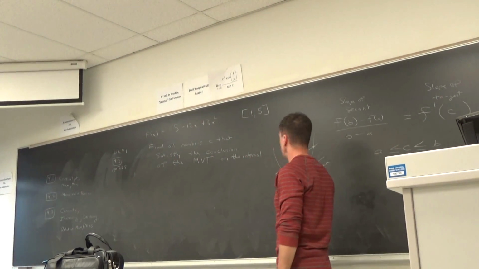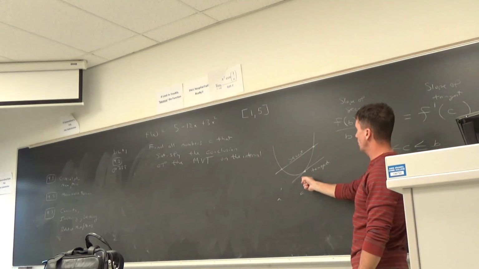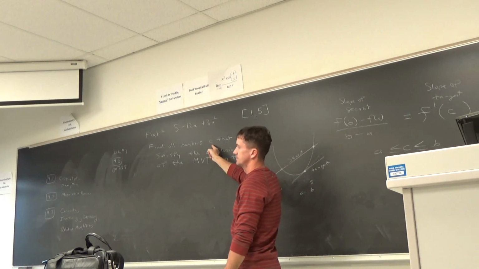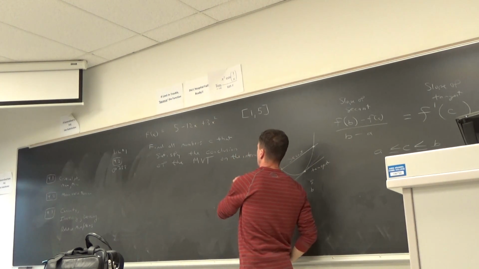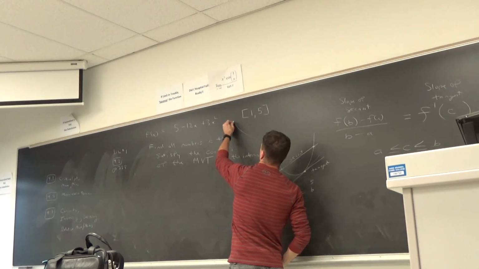This is mean value theorem, right? Between A and B, there's got to be some C value where the slope of the tangent equals the slope of the secant. Well, in this problem, we're going to find that number C, all numbers C that satisfy the conclusion of the mean value theorem on the interval, what was the interval? 1 to 5.